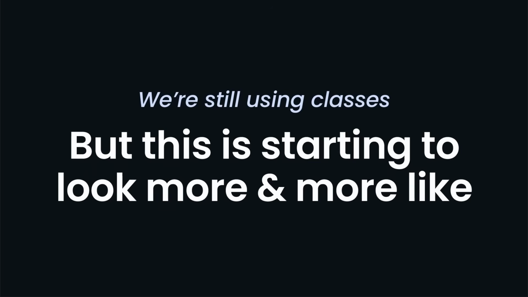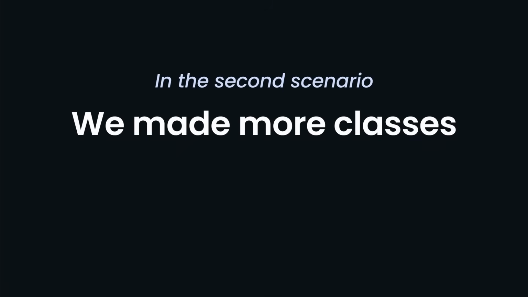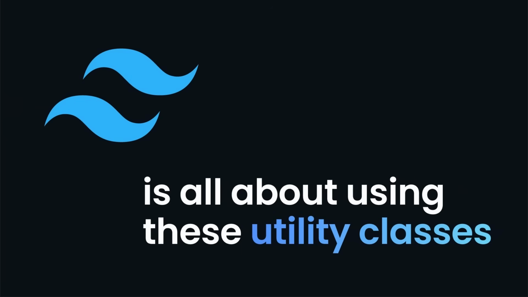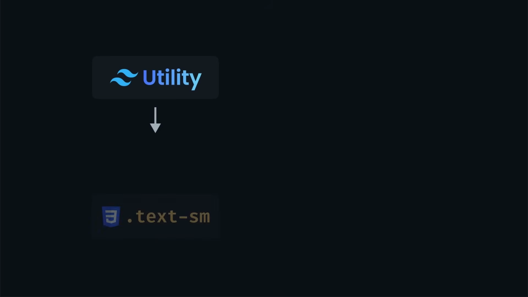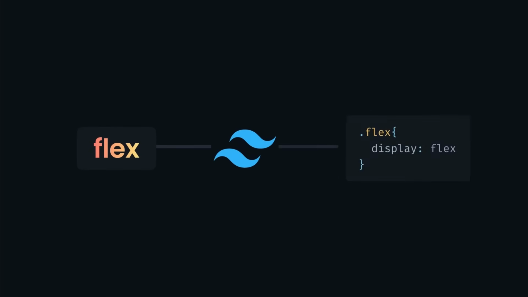Did you get that? We're still using classes, but this is starting to look more and more like Tailwind. In the second scenario, we've made more classes, which are also known as utilities. Tailwind CSS is all about these utility classes. Every utility is just a CSS class using a specific CSS style. For example, when we use a utility like flex, Tailwind CSS automatically generates a corresponding CSS class with that name.